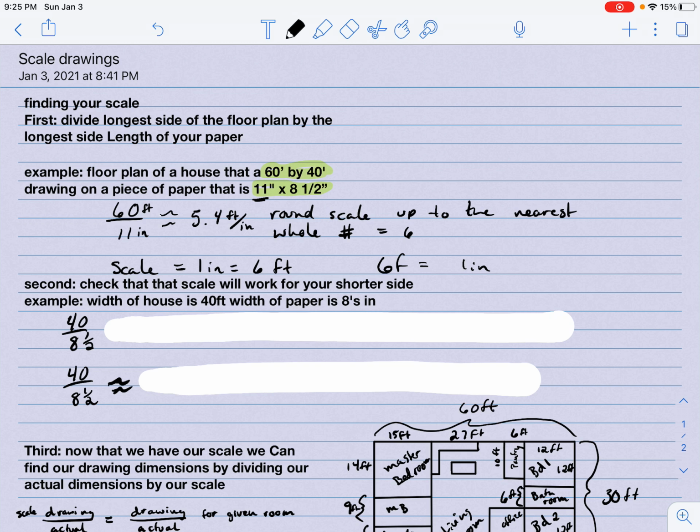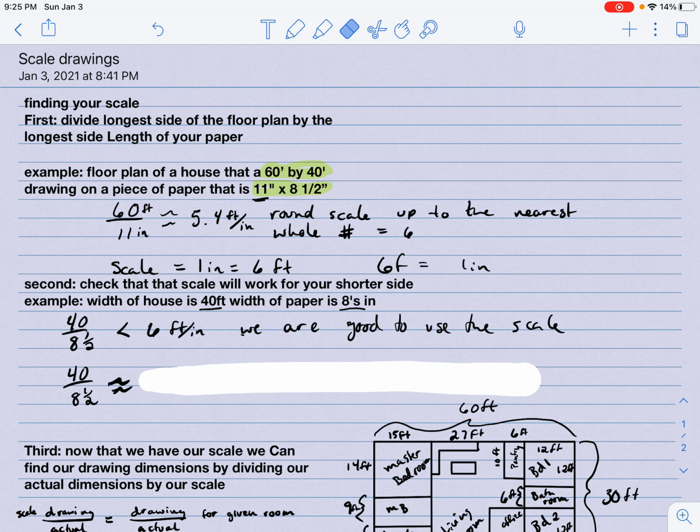Second, we just want to check that that scale is going to work for the width as well. So we do the same thing with the width. Check that the scale will work for the shorter side. The shorter side of the house was 40 feet. The shorter side of the paper was 8, that should be 8.5 inches. So we're going to take 40 divided by 8.5.